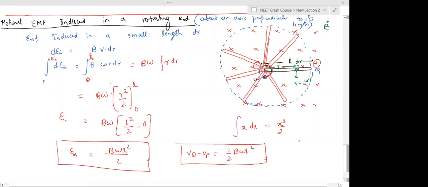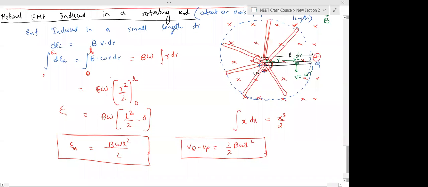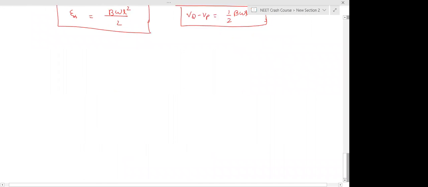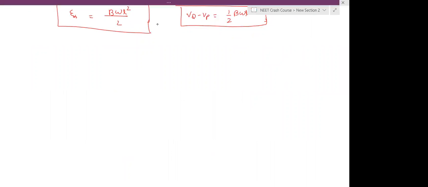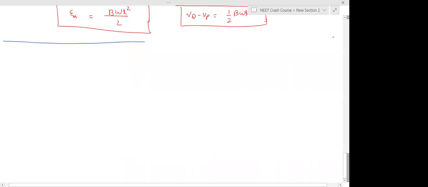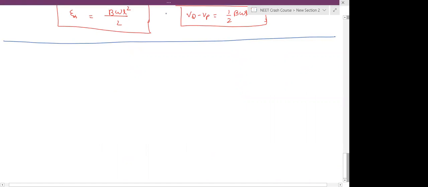Okay. So this is a rod. The rod is actually rotating about an axis passing through one end. If the rod has length L, and it is rotating with angular velocity omega in a perpendicular magnetic field B, the EMF induced across the length will be half B omega L square. If the same rod is rotating about the axis passing through the center, how much is the EMF induced?